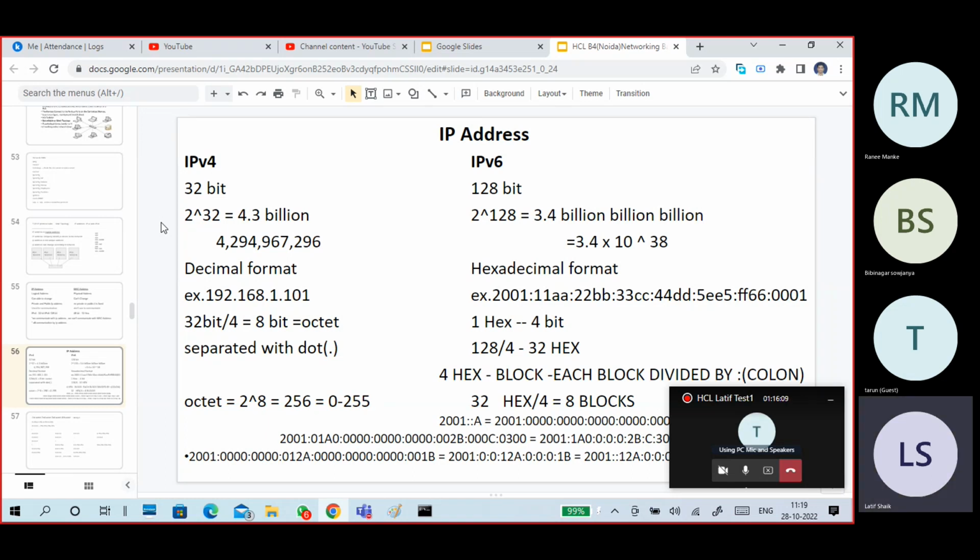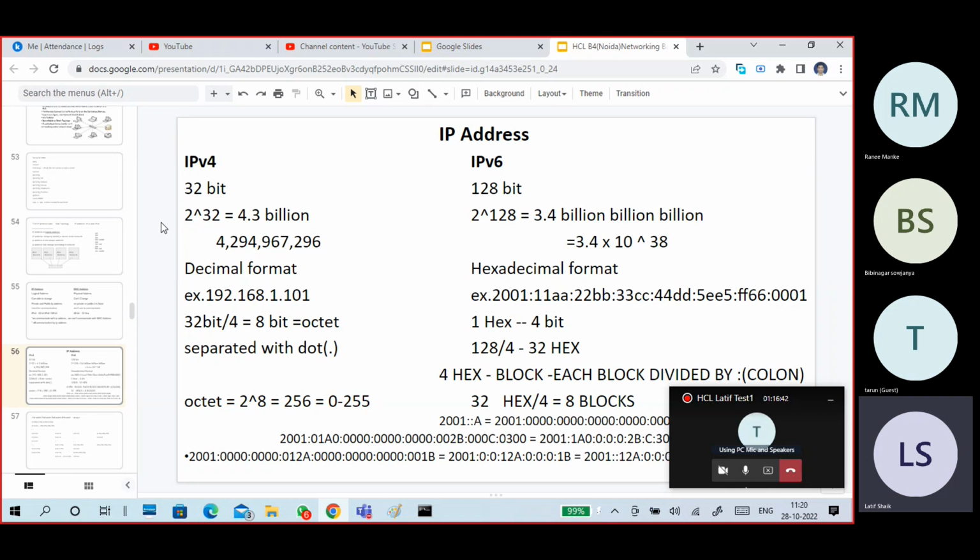Next, IPv4 we write in the decimal format, like 192.168.1.101, 172.16.15.32, 169.254.15.34. Different ways we will write. Mainly the numbers are in a decimal format. We don't write in binary or hexadecimal. We write in a decimal format only for IPv4.